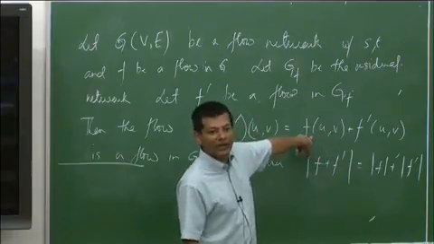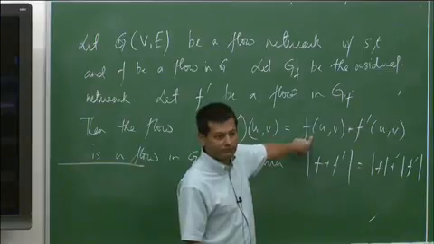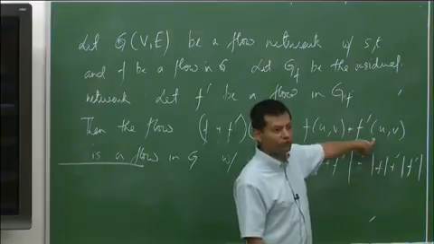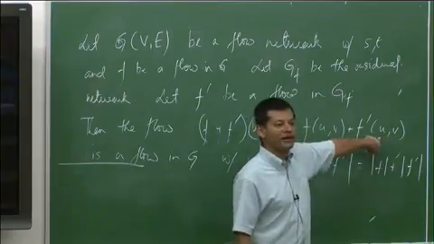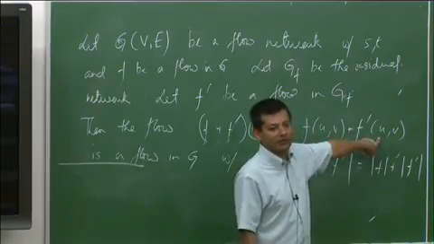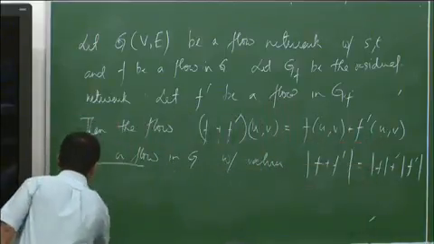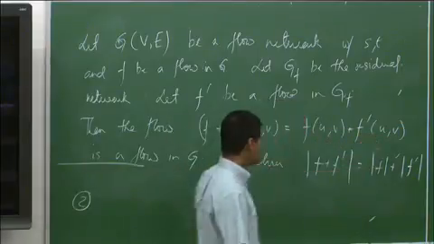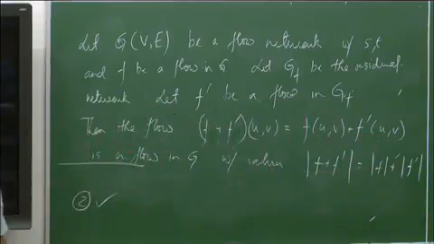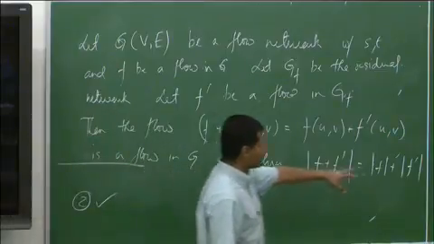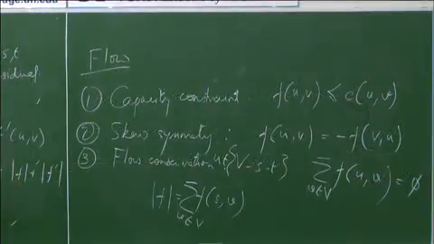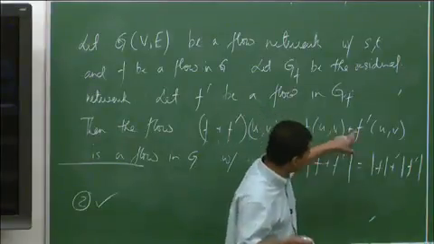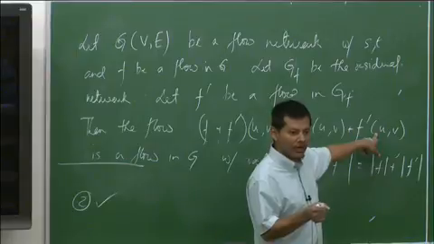F was a flow in G. It was skew symmetric. F prime is a flow in GF. It is also skew symmetric. If you add two skew symmetric things, can you get something other than a skew symmetric thing? You cannot. So, 2 is very easy to show, simply because this is skew symmetric, that is skew symmetric. So, the sum of those two will be skew symmetric. 3 is also trivial to show, right? This was conserving for all nodes other than S and T. This also conserves for all nodes other than S and T.